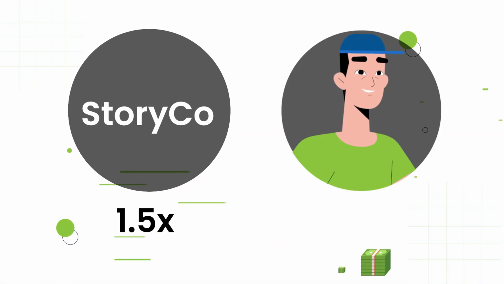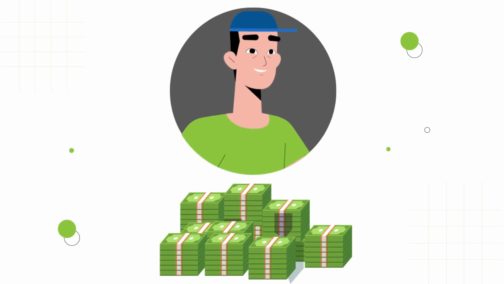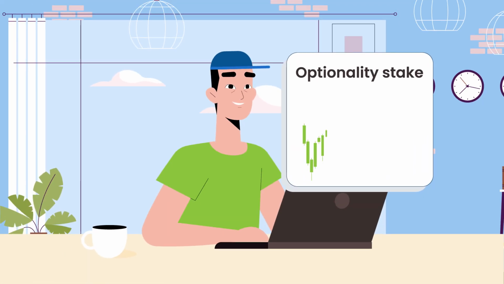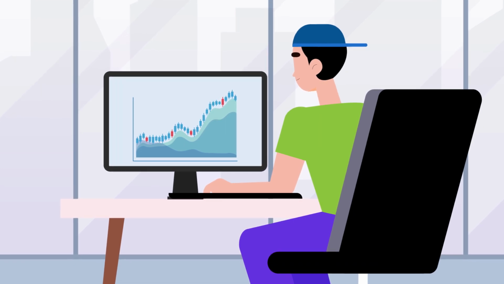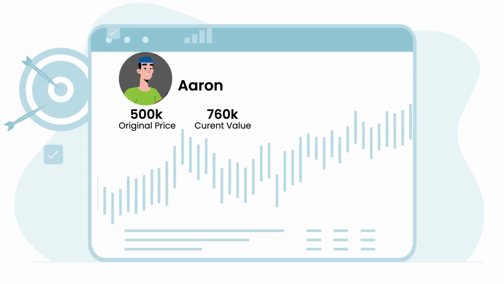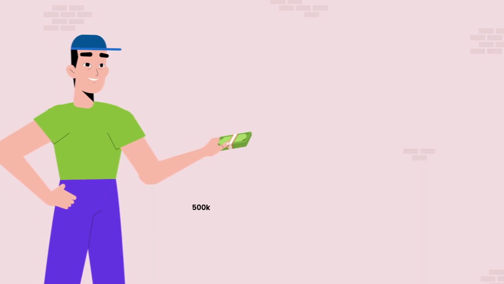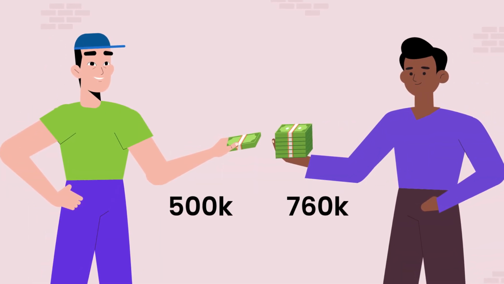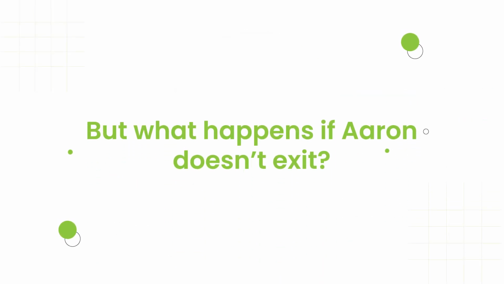After 5 years, StoryCo 1.5x's and Aaron walks away with $750K. Not too shabby, Aaron. He is now able to come back and purchase his original Optionality stake. In the last 5 years, while Aaron was working hard at his company, his Optionality stake was working just as hard for him. Over the 5 years, the stock market performed at its average return profile and is now worth $760K. All of that belongs to Aaron. Aaron simply has to give Optionality the original $500K that we put down on his behalf, and the new $760K is Aaron's. But what happens if Aaron doesn't exit?